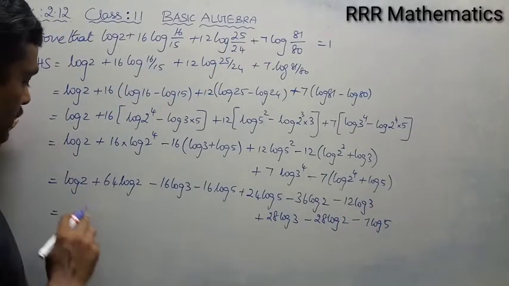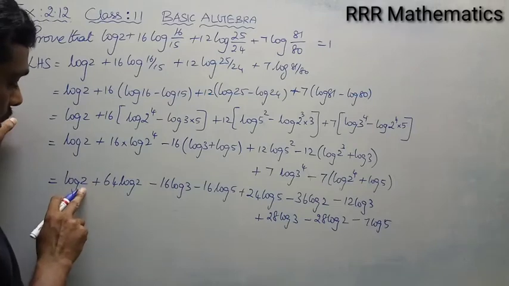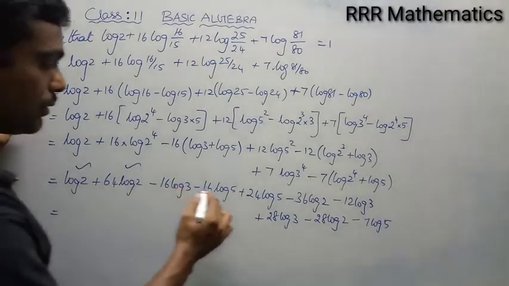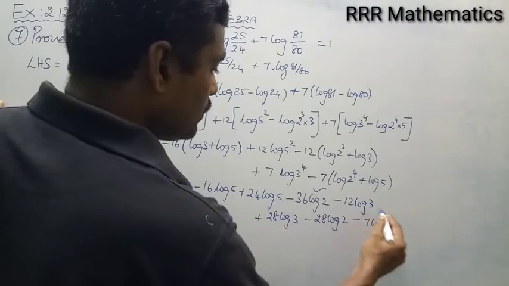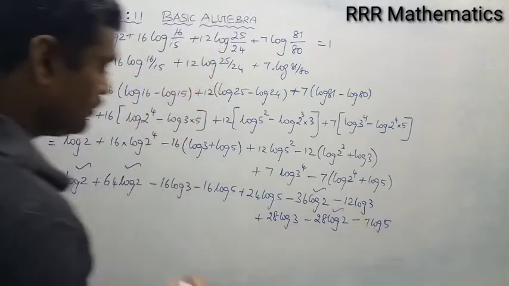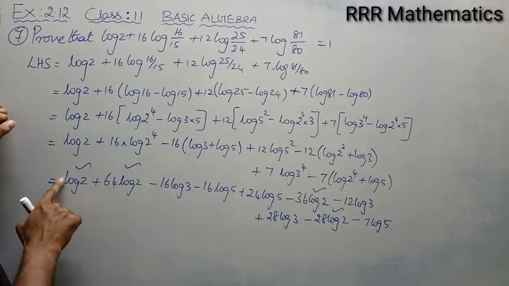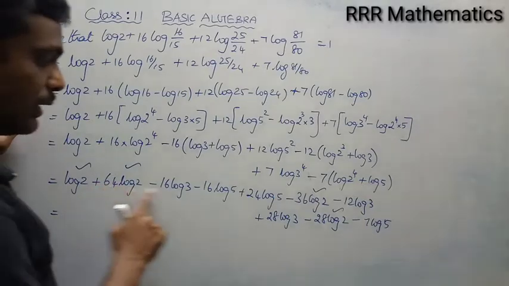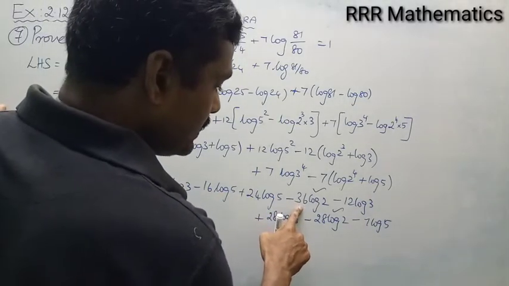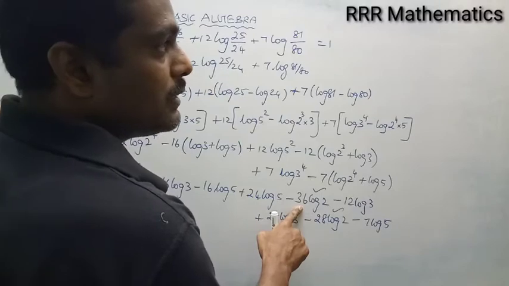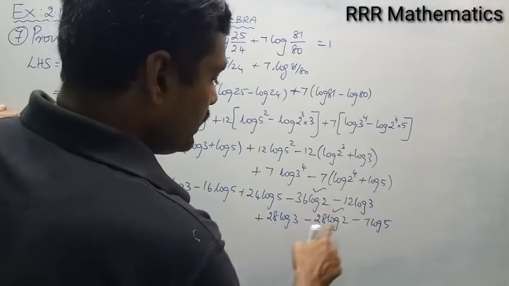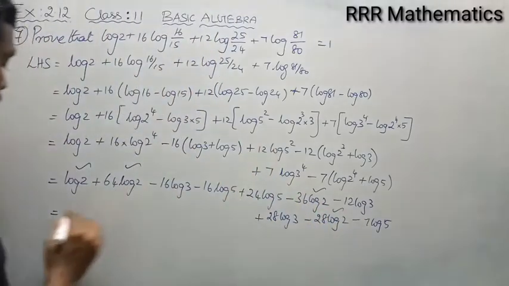So select the countings. How many log 2 here? Here log 2, here log 2, here log 2, here log 2. Count 1 times log 2. So 1 plus 64, 65. 65 minus 36 will be 29. 29 minus 28, 1 log 2.